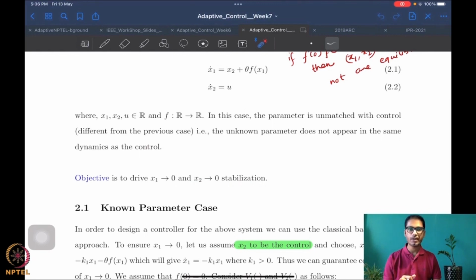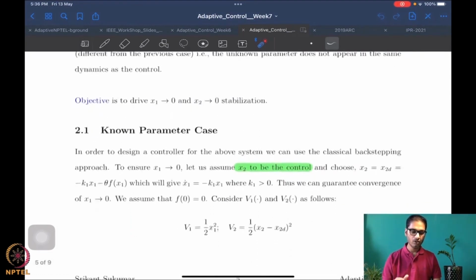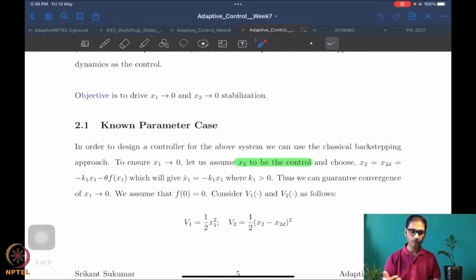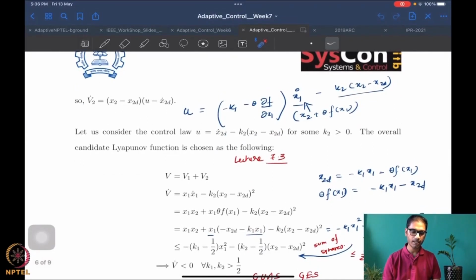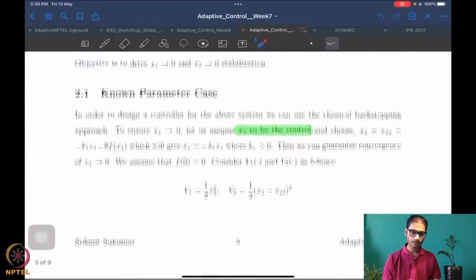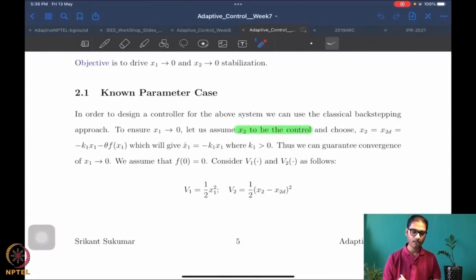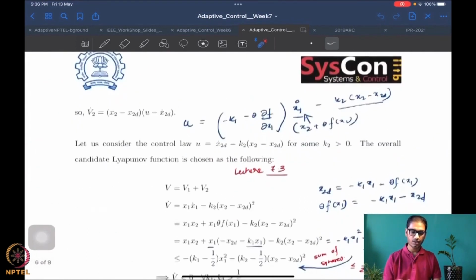But as we had stated last time, this doesn't really change anything if you want the states to in fact track a reference trajectory. So we started off with the known parameter case as always, right? And what we did first was that in the known parameter case, we of course constructed these two Lyapunov candidate functions for the first state and the second state, where x2 desired is of course the desired state corresponding to the first one, right?